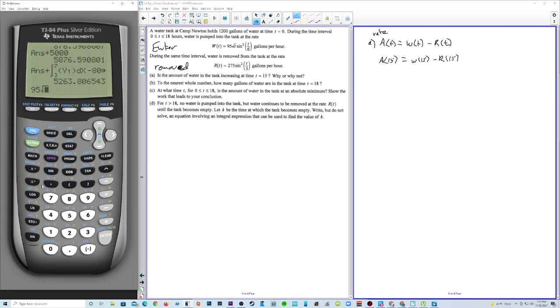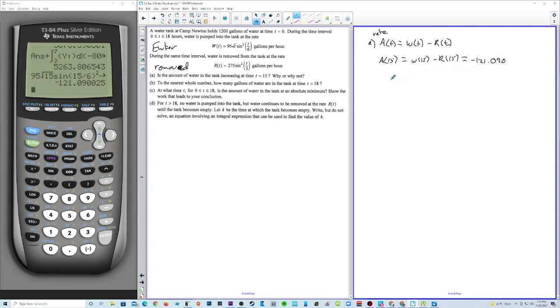We got 95 square root of 15 times the sine of 15 divided by 6 squared. And then we'll minus out R of t, which is 275 sine of 5, and that's also squared. All right, so the overall rate at 15 in the tank is going to be negative 121.090.